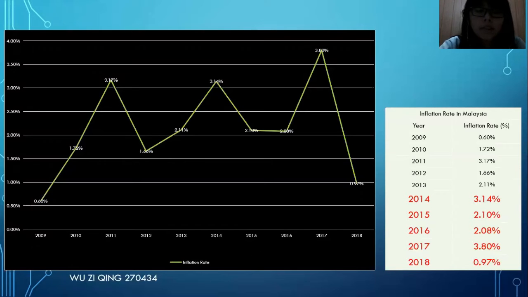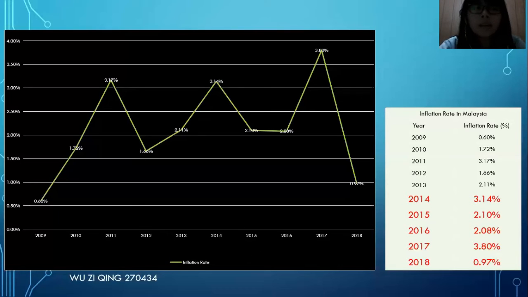Otherwise, the inflation rate in 2017 increased dramatically to 3.8%, which rose as much as 1.78%. The cause was the rise in transport costs. According to the Star newspaper, the inflation rate rose as the transport costs climbed on higher fuel prices. So the price level of goods and services increased significantly.